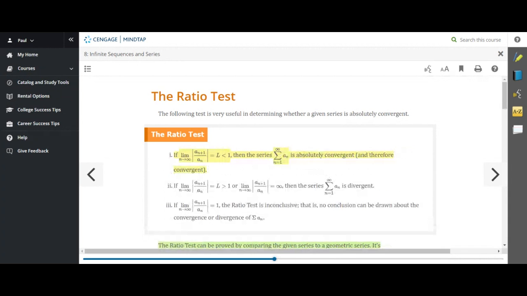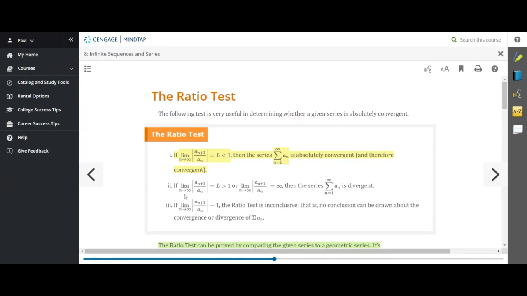For a series, take the n plus first term and divide it by the previous term, the nth term. Look at that ratio and let n go to infinity. Look at the absolute value of the ratio of the n plus first term of the series to its previous term. Let n go to infinity, and if the absolute value of that ratio equals some constant L, and L is less than 1, then the series absolutely converges, and therefore is convergent.